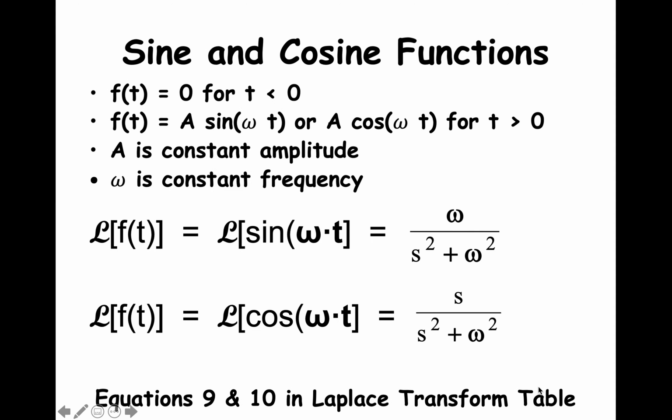The Laplace transforms for sine and cosine functions are given by equations 9 and 10 in the Laplace transform table. Sine omega t equals omega over s squared plus omega squared. And cosine omega t equals s over s squared plus omega squared. Omega is a constant, and it can be either a positive or negative value.